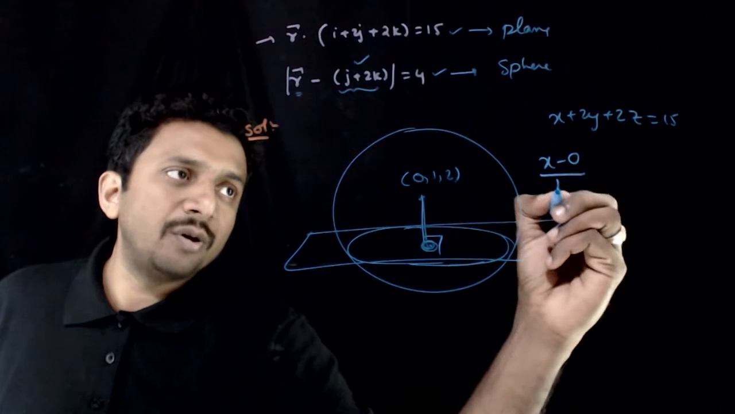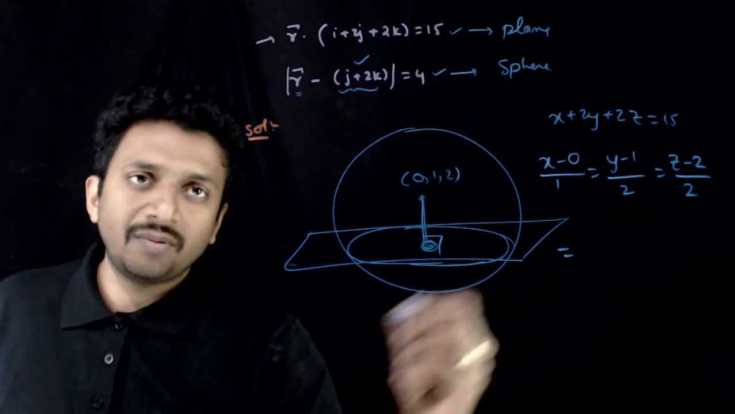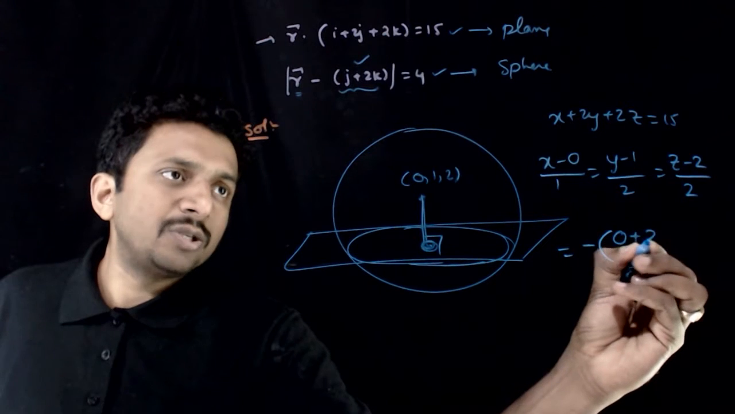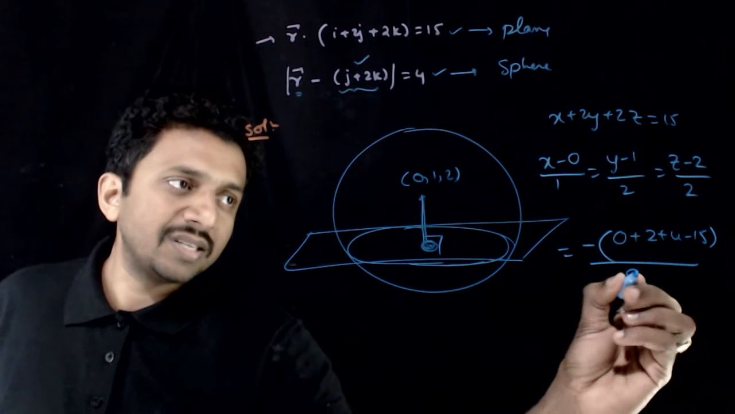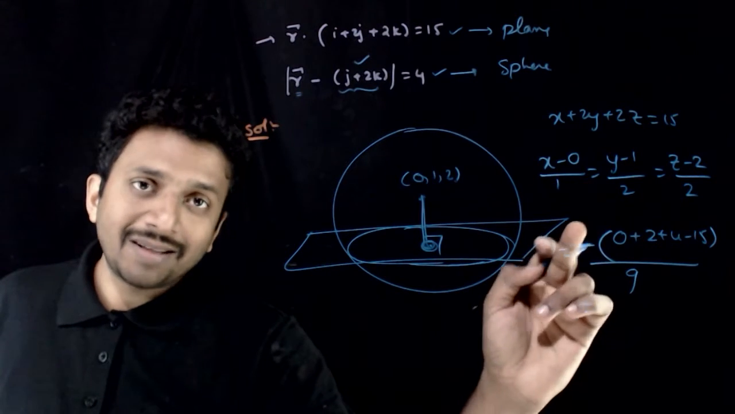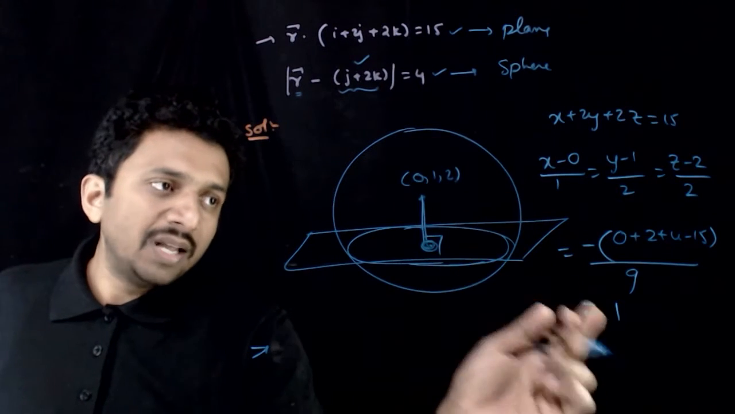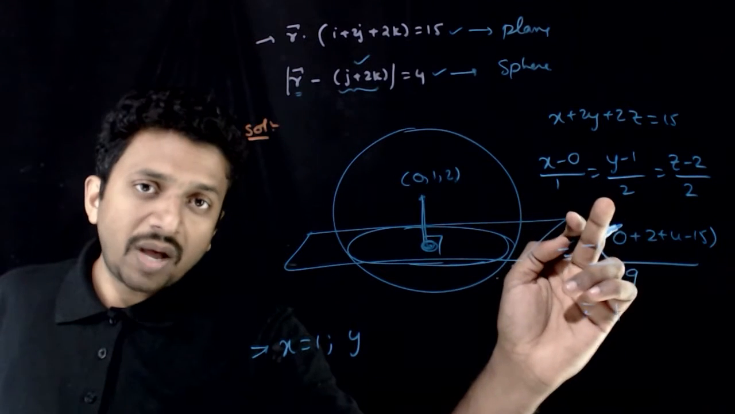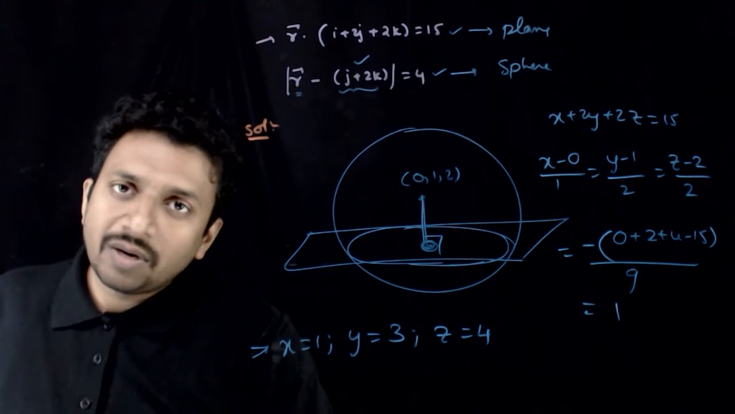So I have a formula for foot of the perpendicular. X minus 0 by x coefficient is equal to y minus 1 by y coefficient is equal to z minus 2 by z coefficient is equal to minus of, I just need to put this point in this plane, 0 plus 2 plus 4 minus 15 by a square plus b square plus c square, which is 9. That is equal to minus 15 plus 6 is minus 9, minus of minus 9 is plus 9 by 9 is 1. So x by 1 is equal to 1, x is equal to 1, y minus 1 by 2 is equal to 1, so y is equal to 3, and z minus 2 by 2 is equal to 1, so z is equal to 4.